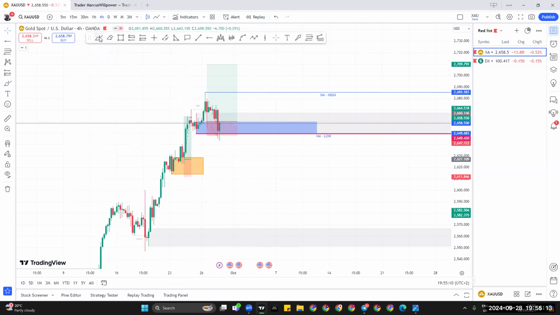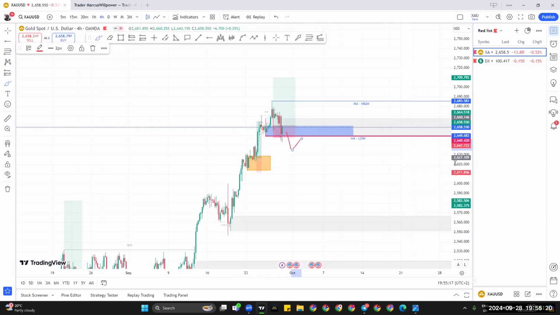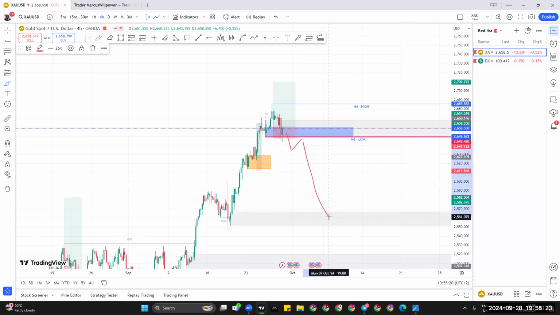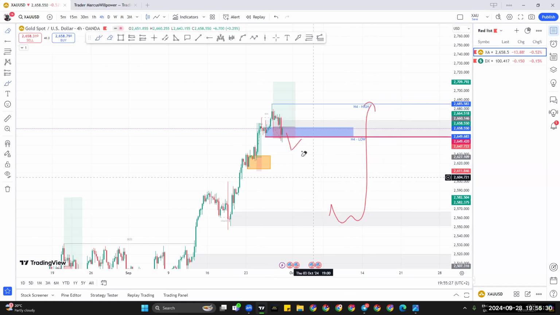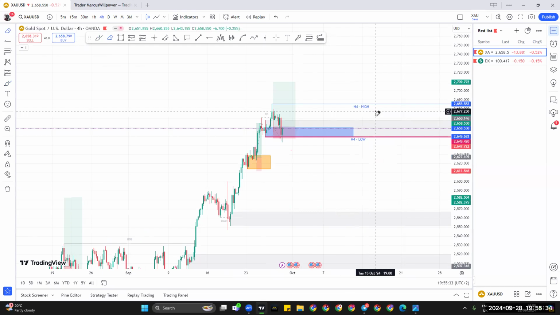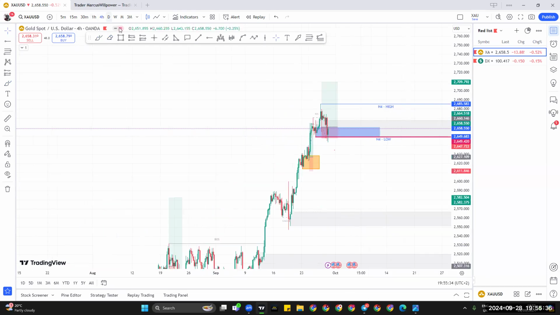If the market decides to close below this previous low in H4, I will look to buy maybe down in here and target that high. That will be the trade that I'm looking for. So it's basically just two options. There's also a third option. I need to switch to the daily.